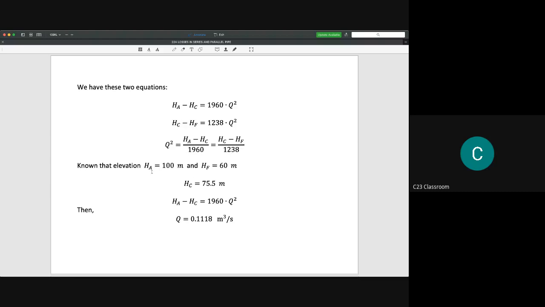It is given in the question that the elevation at point A is 100 meters and the elevation at point F is 60 meters. And then we could calculate that the elevation at point C is equal to 75.5 meters. Then we substitute the value of the elevation at point C here, and we could get that the value of Q is equal to 0.1118 meter cube per second.